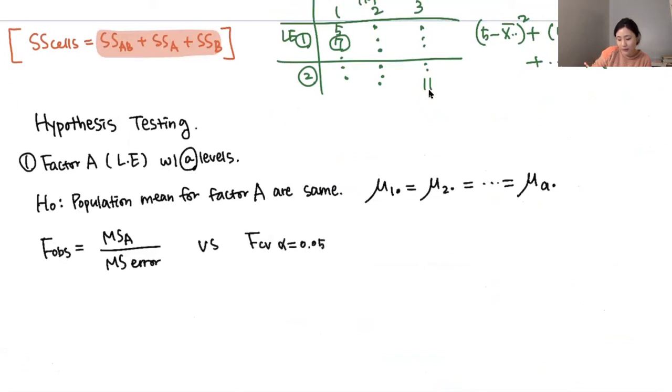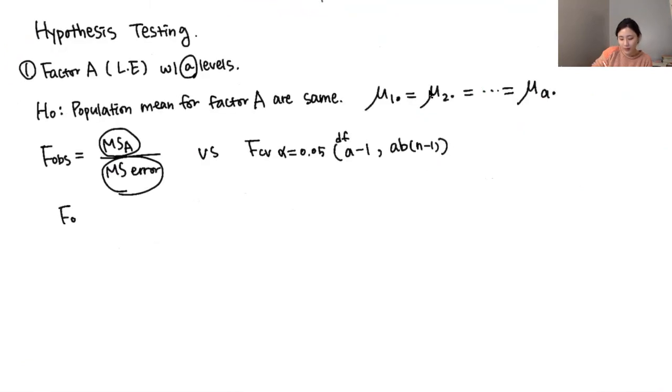We need to compare this one to the F critical value, assuming that alpha is 0.05. My first degree of freedom is the degree of freedom for mean square A, which is the number of levels of factor A minus 1, comma, the degree of freedom of MS error, which is AB(n minus 1). If the F observed value is greater than the F critical value, we reject the null hypothesis. If the F observed value is less than the F critical value, we fail to reject the null hypothesis.